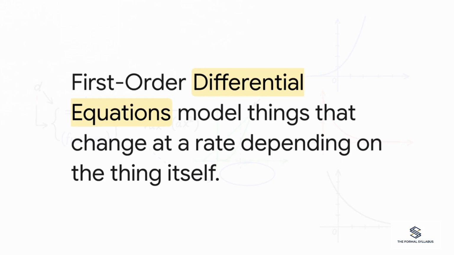See, a first-order differential equation models things that change at a rate depending on the thing itself. So the hotter a cup of coffee is, well, the faster it cools. The more rabbits you have, the more baby rabbits they produce. It's all about pinning down that exact rate of change.